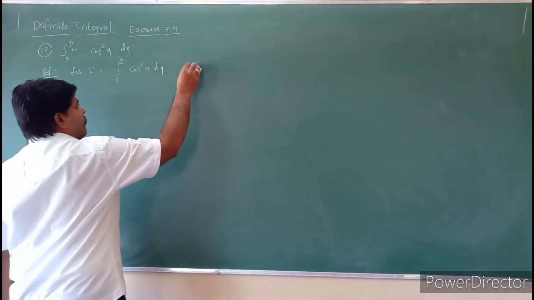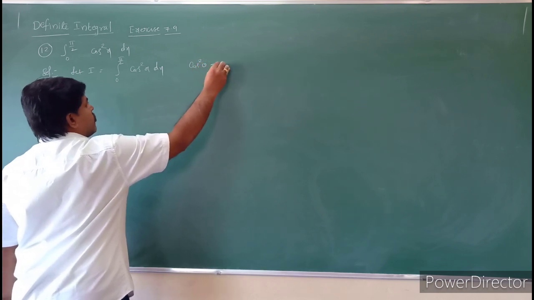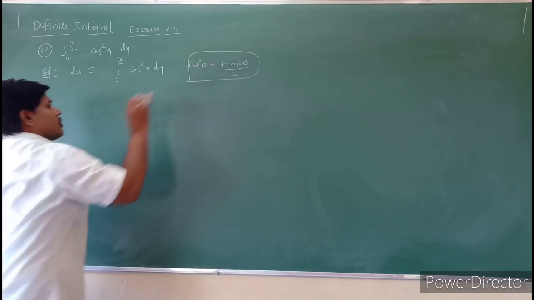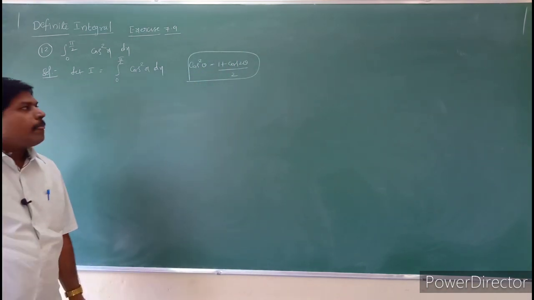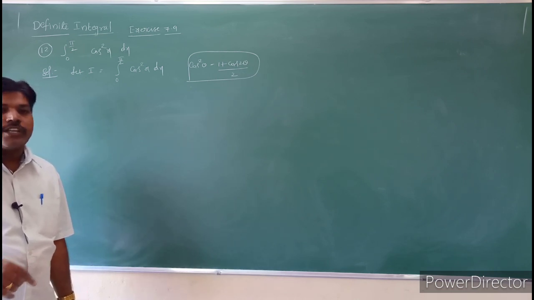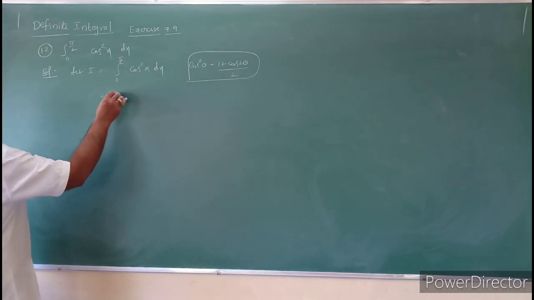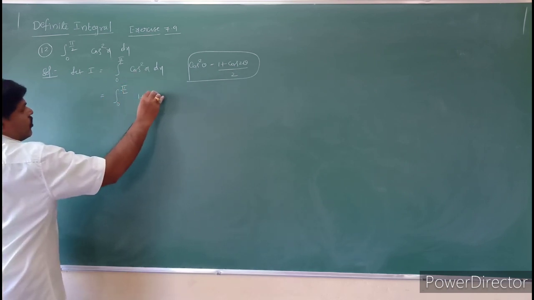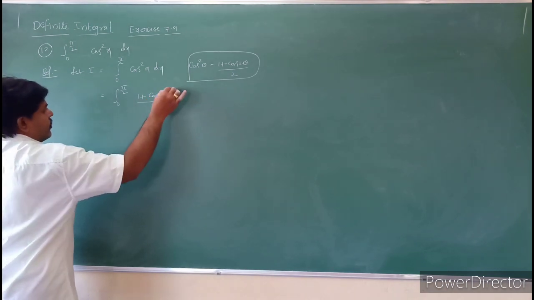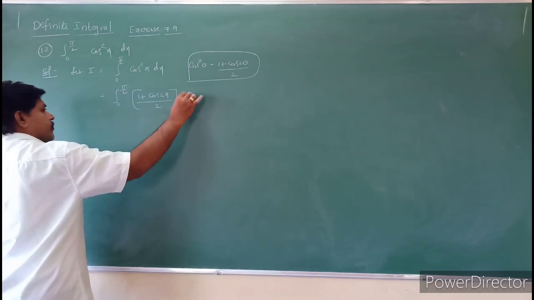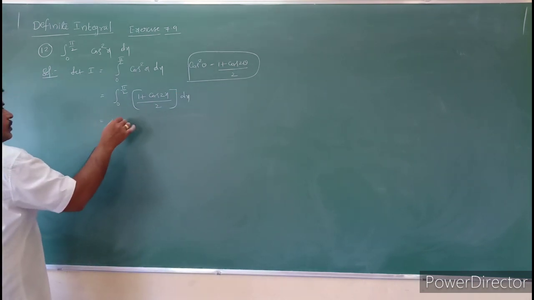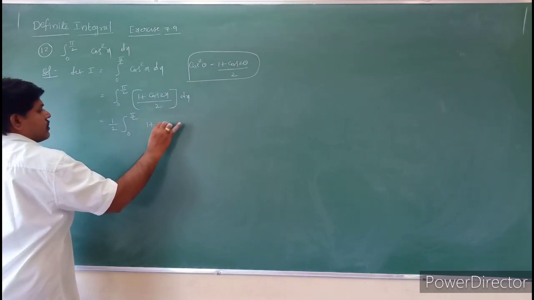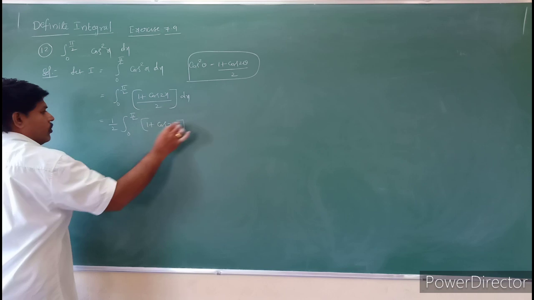I have already given the formula: cos square theta is equal to 1 plus cos 2 theta by 2. You don't have a direct formula for cos square theta, so you can write it as 1 plus cos 2 theta by 2. So integral 0 to pi by 2 cos square x can be written as 1 plus cos 2x by 2 into dx. Take this 1 by 2 out: integral 0 to pi by 2 of 1 plus cos 2x into dx.